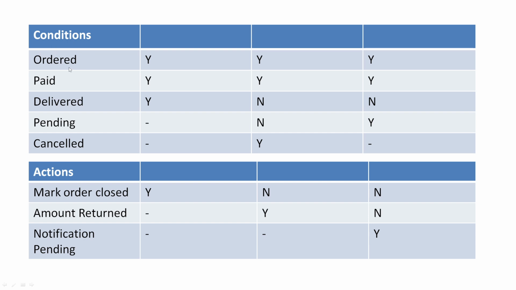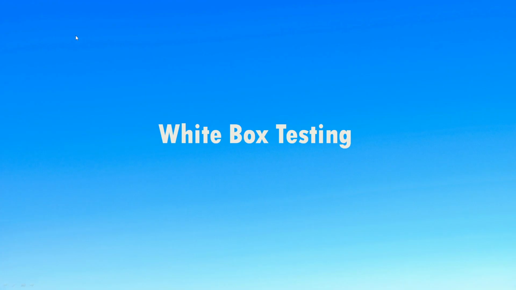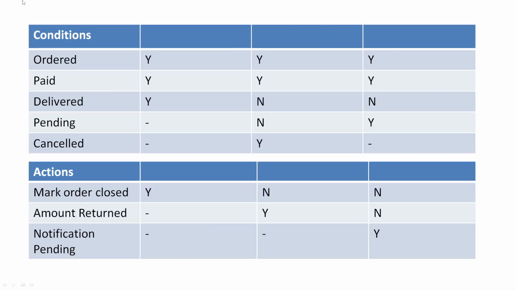Now the decision table. I have put all the 5 states here: ordered, paid, delivered, pending, and cancelled. And I also mentioned the action. Even if you don't have any idea of a decision table, I'll just give a quick summary. In this decision table, you put the events or conditions that are there, and then here you put the actions, what actions you're going to take. I've just listed all the 5 conditions and actions here.